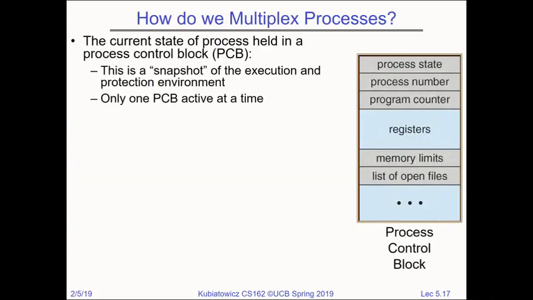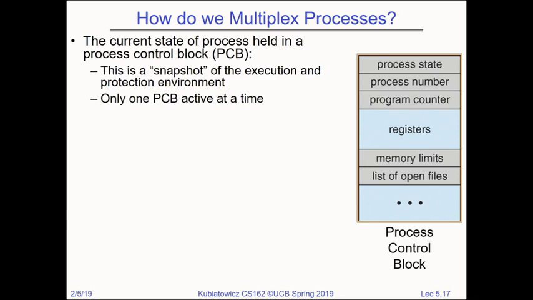So how do we multiplex processes together? Well, there's a process control block, which has the state, its process ID, its program counter, register values, memory limits, and what files are open. If you have a bunch of open file descriptors, they'll be stored in the process control block and so on. In a single hardware execution unit, there's only one PCB active at a time, but we multiplex through them.